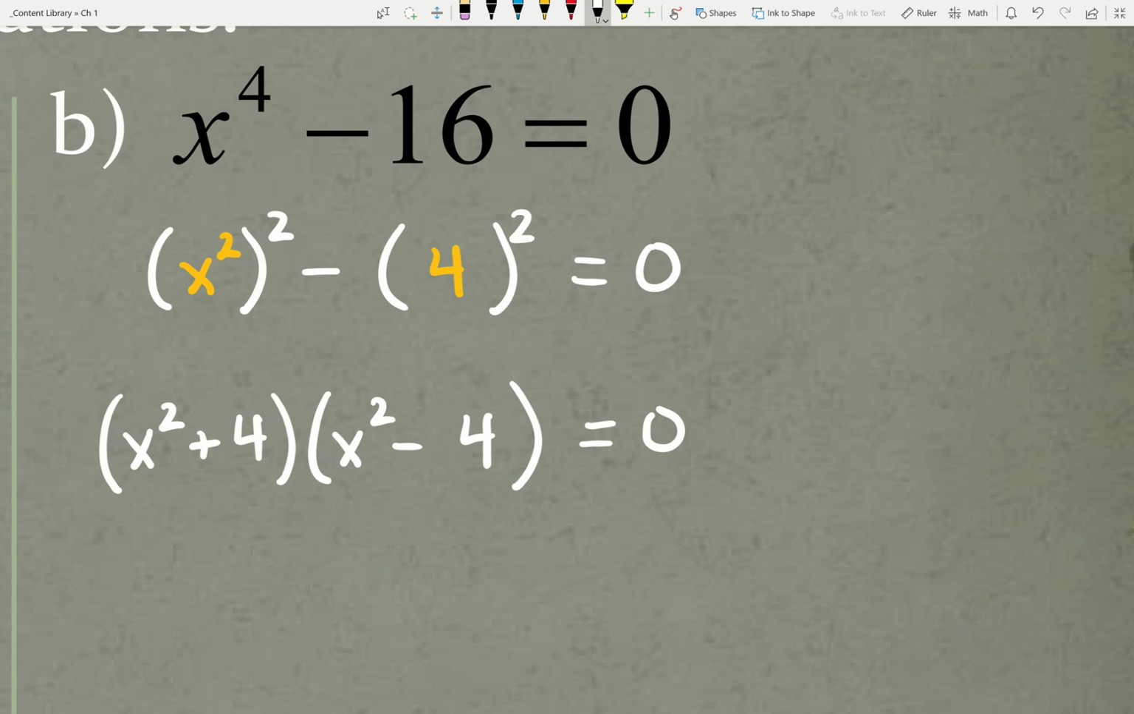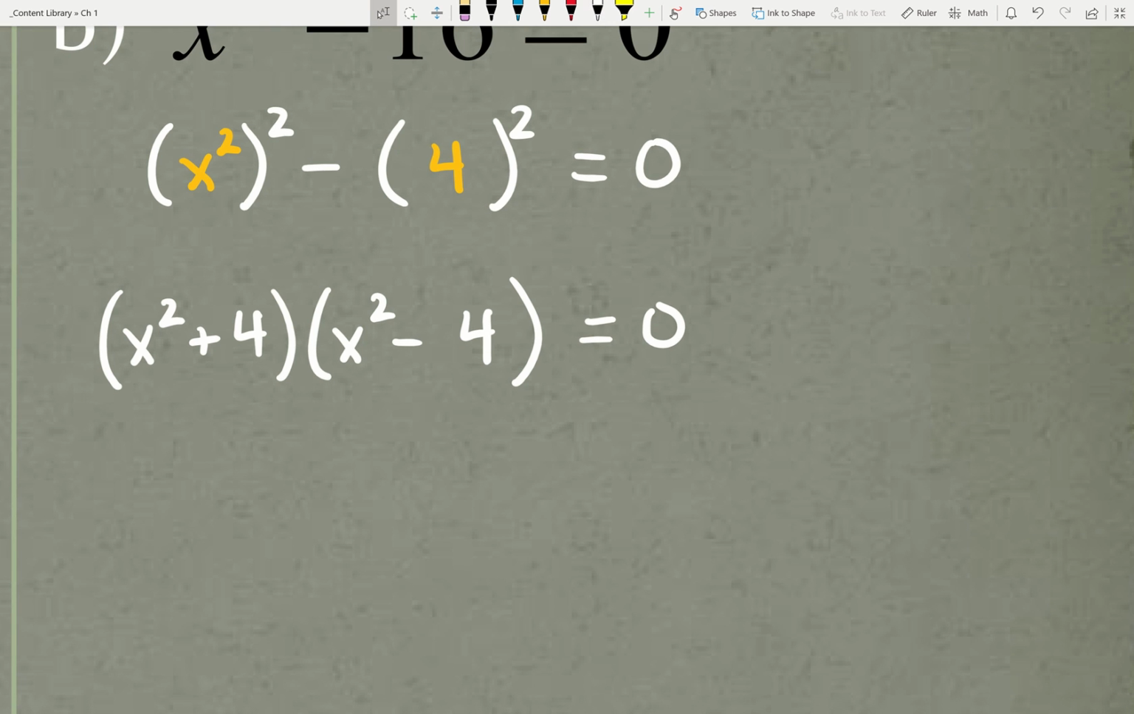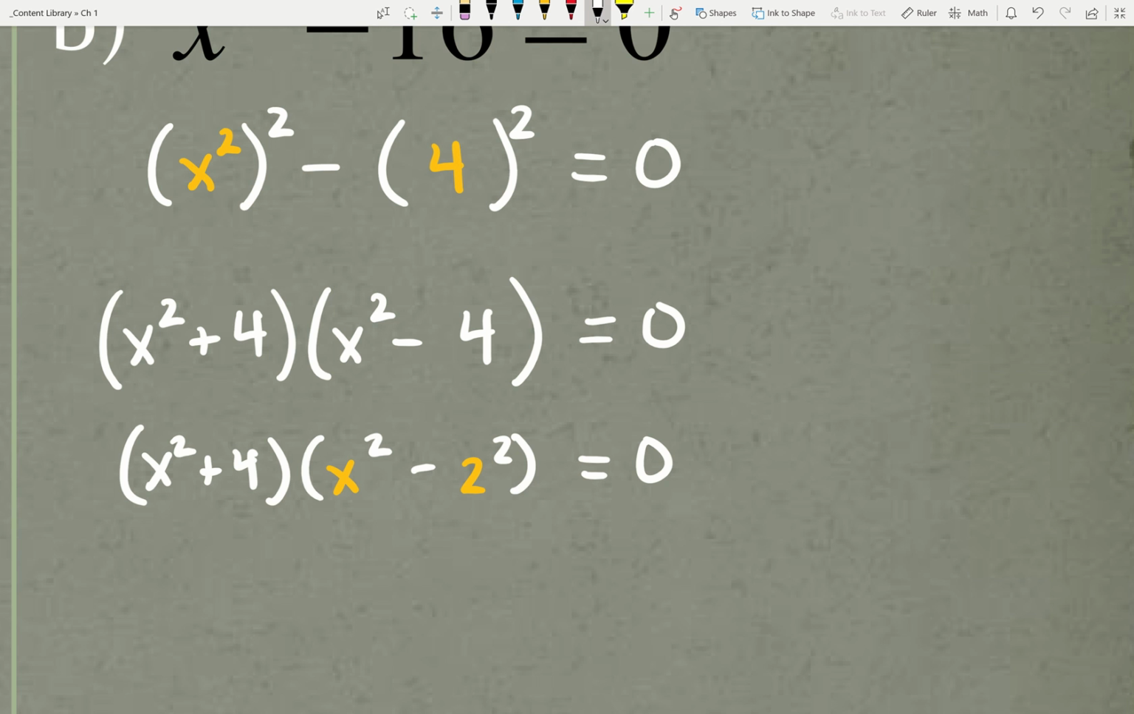Now, the factoring is not done here, because if you continue to look at both of your factors, you'll recognize that this x squared minus 4 is also a difference of two squares, okay? So it's the difference of x squared and 2 squared, respectively. And so what that's going to mean is that we can go ahead and continue our factorization of this equation and write this as x squared plus 4 times x plus 2 times x minus 2.